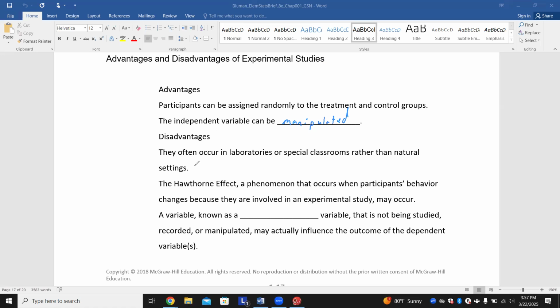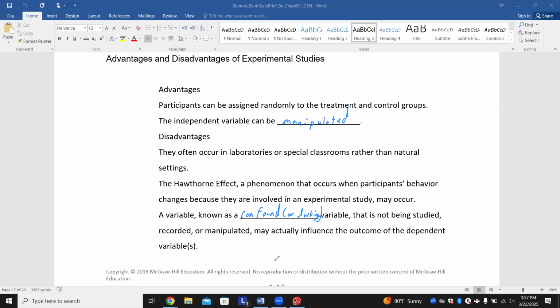So there's a Hawthorne effect where because I'm in a lab or I went to the doctor, so I'm in a classroom, my results end up being better or worse just because of the atmosphere. So it could be an atmosphere thing, but that might not be what you were studying, right? You were studying a certain medication. So a variable known as a confounding or lurking variable that is not being studied, recorded, or manipulated may actually influence the outcome of the dependent variable.